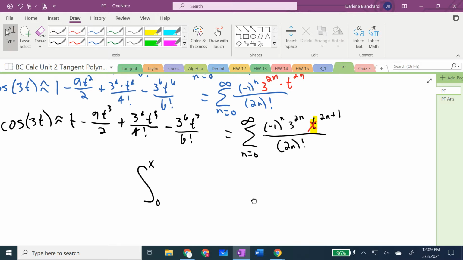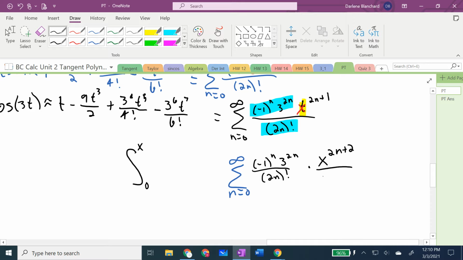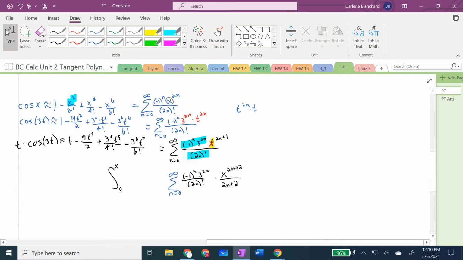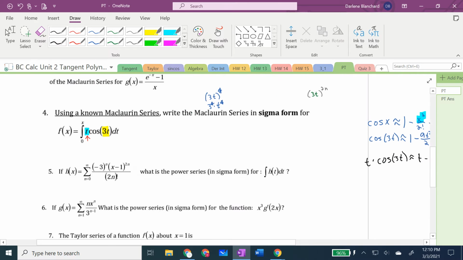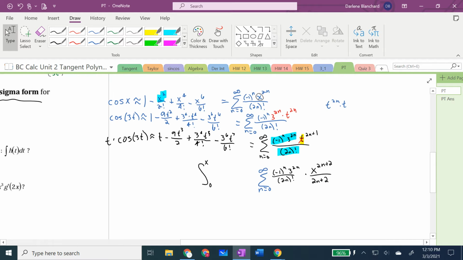So that integral is going to create all of this as a constant multiple. And then integrating, I add 1 to the exponent and divide by that new exponent. And let me look at the directions again. The directions asked you to write the Maclaurin series in sigma form, so that would be an appropriate answer.